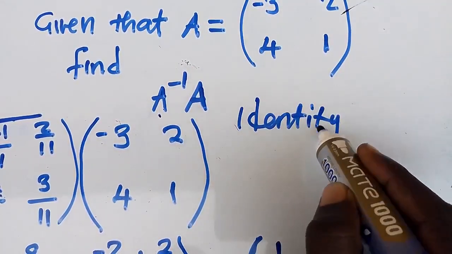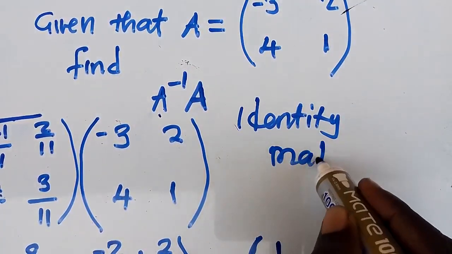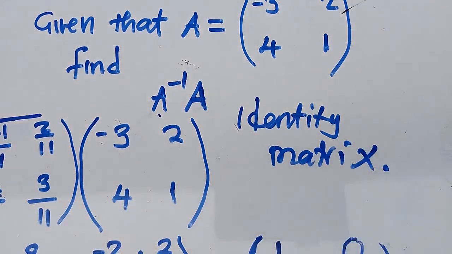An identity matrix is what you get. It is called an identity matrix. This is how you need to do it. This is how you need to get that one. So we need to understand that part very well. That's the part that we need to understand.